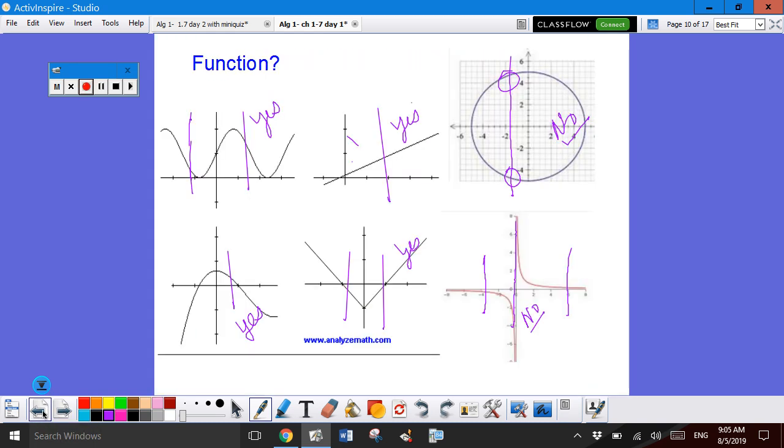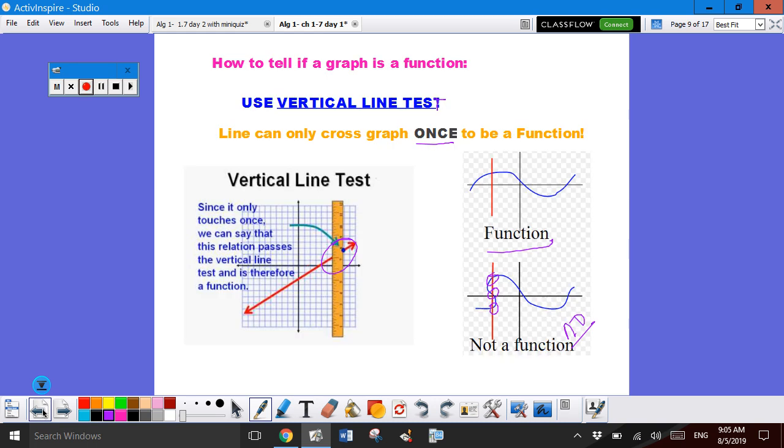So let's take a second and I want you to write down the vertical line test, that it can only cross once to be a function, and draw yourself a couple of examples of a function versus not a function so you can remember how the vertical line test works. So again, pause here, take a minute, write down some notes on what the vertical line test does and how it works.